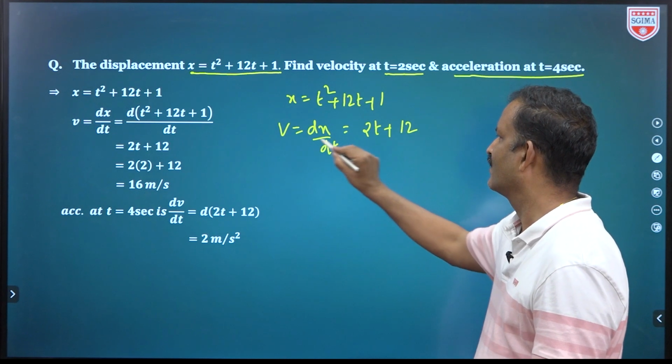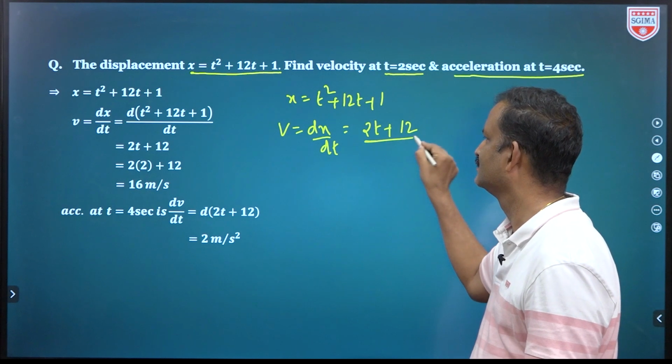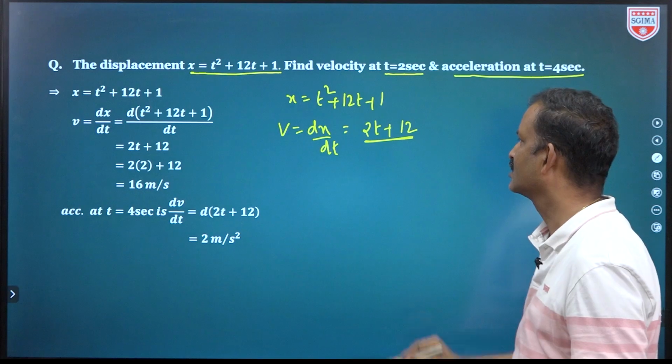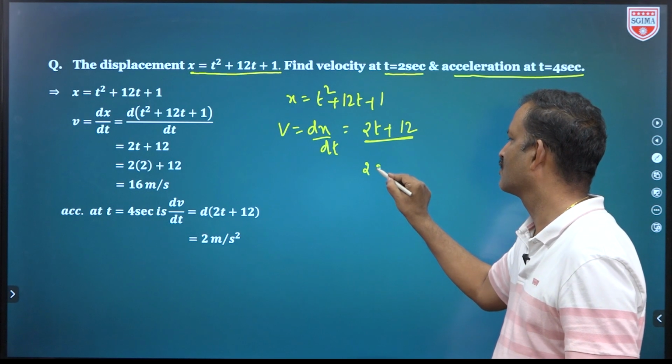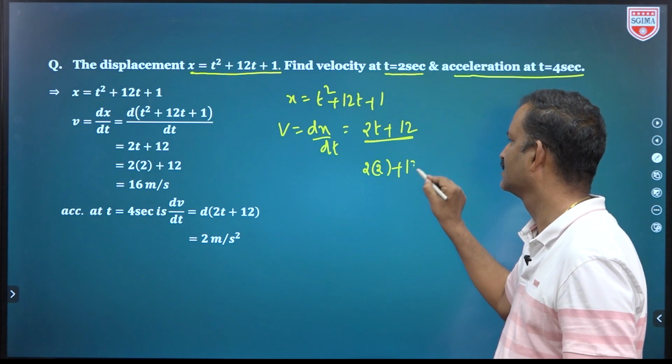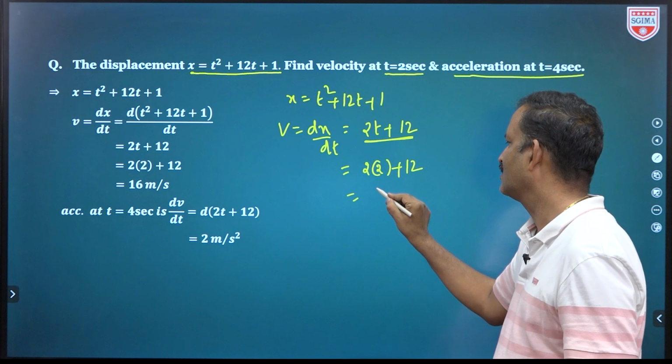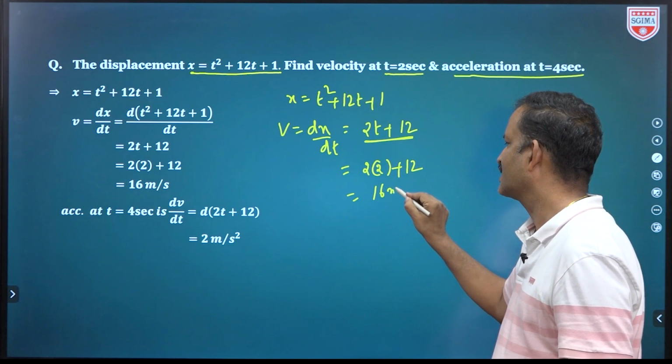Now, this is velocity depending on time. At what time do you want? At t equal to 2 seconds. So, if you substitute t equal to 2 seconds, then you will get 4 plus 12, 16 meters per second.